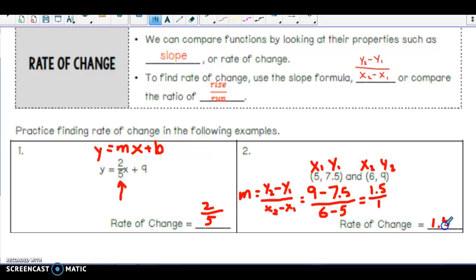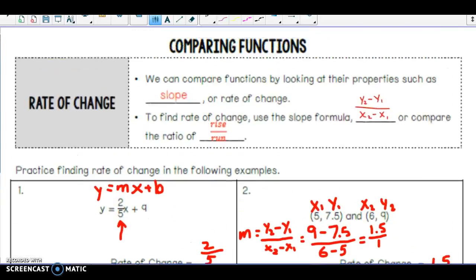If you don't like using decimals, you can use a fraction, 1 and 1/2. You could also just use the improper fraction 3/2. There's two examples of how you would find rate of change in an equation or between 2 points.